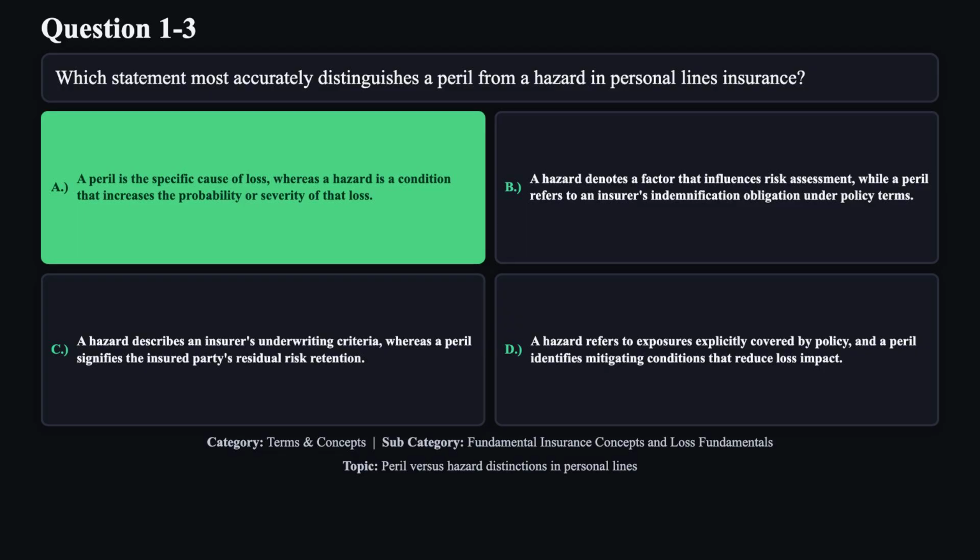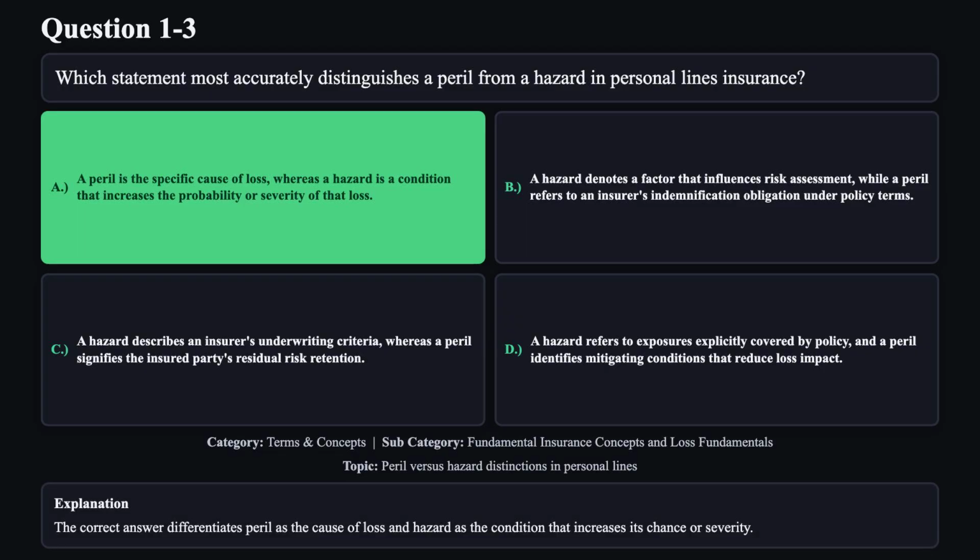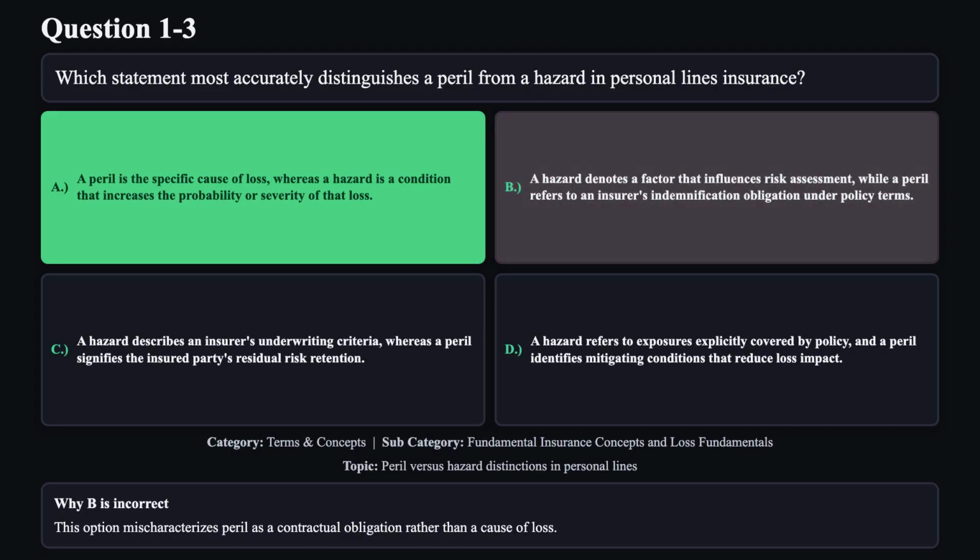The correct answer is A. The correct answer differentiates peril as the cause of loss and hazard as the condition that increases its chance or severity. Reason B is not correct. This option mischaracterizes peril as a contractual obligation rather than a cause of loss.